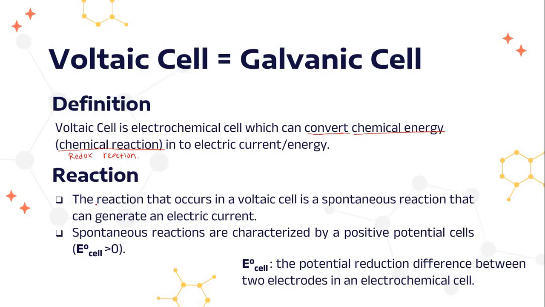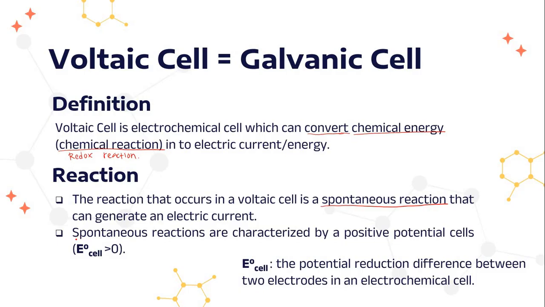The reaction that occurs in a voltaic cell is a spontaneous reaction. Why can we call the voltaic cell a spontaneous reaction? Because it can generate an electric current directly, without any special or additional equipment. So it can generate an electric current or electric energy without any additional equipment.